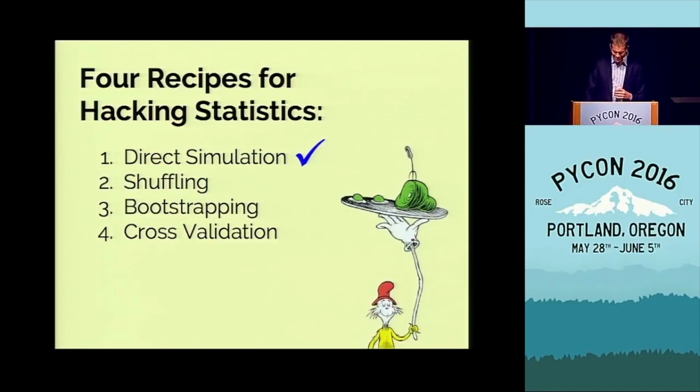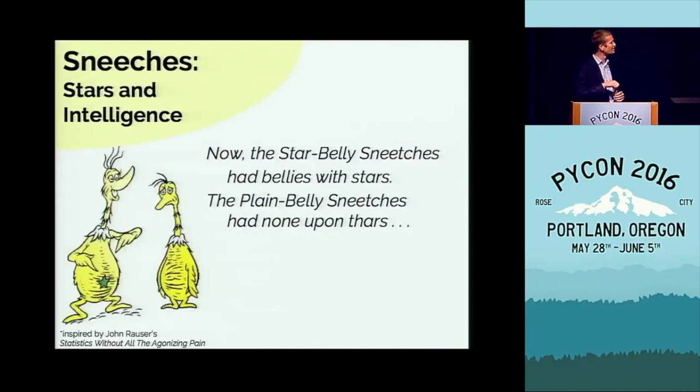And sticking with the Dr. Seuss theme, does anyone know who these guys are right here? These are one of my favorite Dr. Seuss stories, the Sneetches. So the Sneetches were this group of creatures, and half of them or so had stars on their bellies, and the other half didn't. And over time, those with stars on their bellies started to think they were pretty special and lorded over the rest of those Sneetches without stars upon theirs, right?